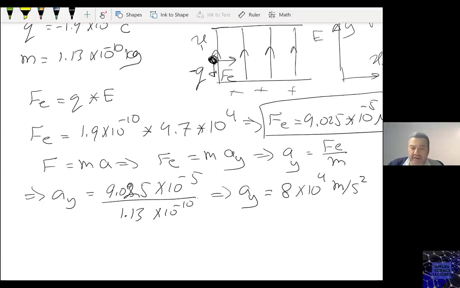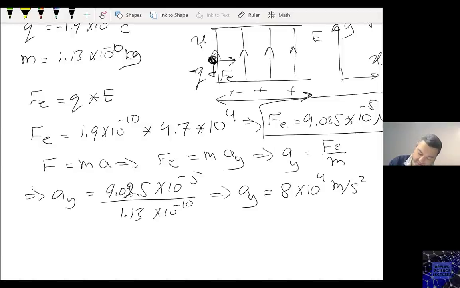How long does it take to get through the electric field? Here the distance of this plate is given to me. So this plate has a length of 0.5 millimeter, so I have delta X as 0.5 millimeter.